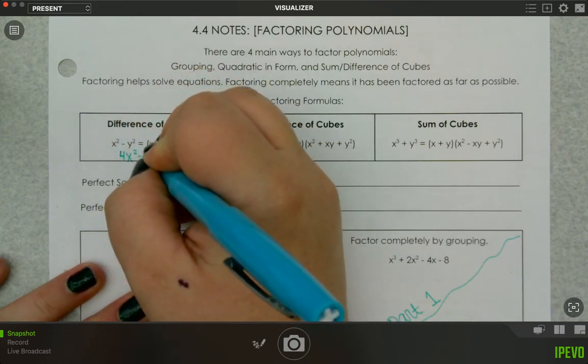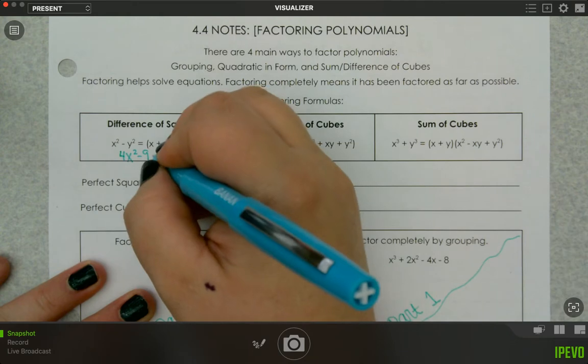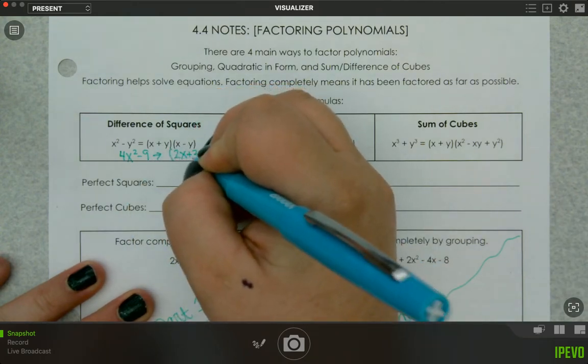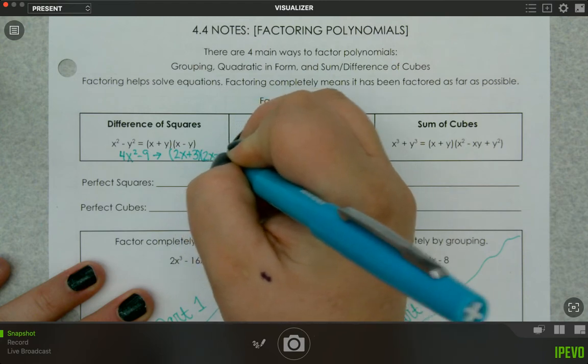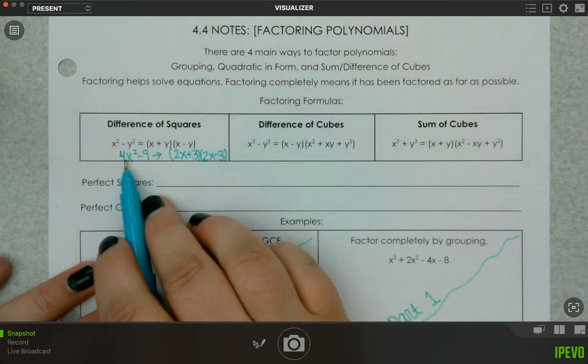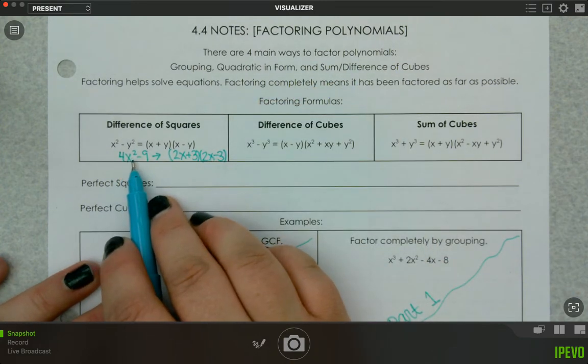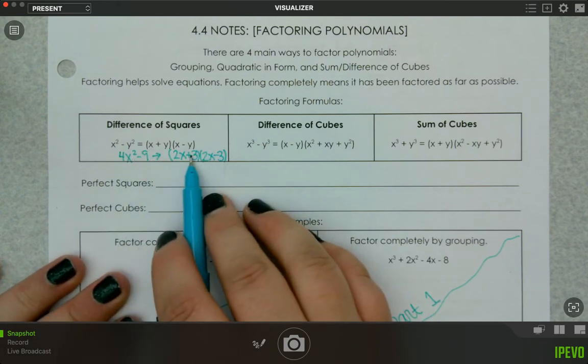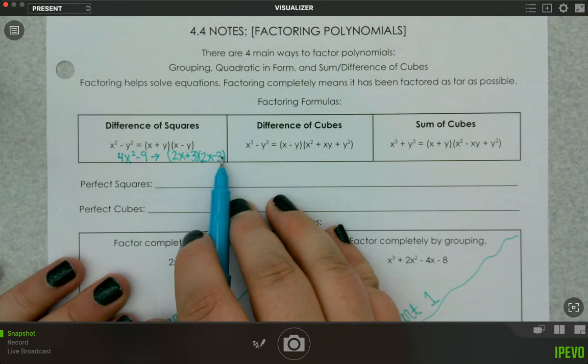Here's a real example of this. 4x squared minus 9 would turn into 2x plus 3, 2x minus 3. Because the square root of 4 is 2, the square root of x squared is x, and the square root of 9 is 3. One gets a plus in between, one gets a minus in between.